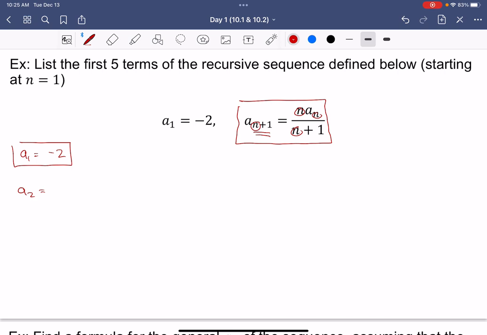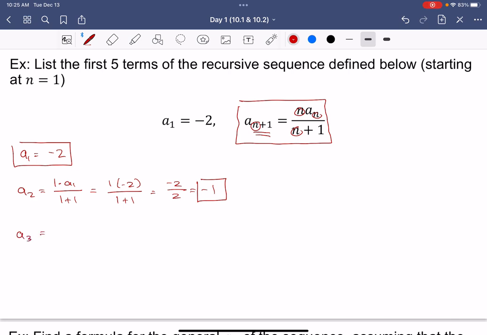So this would end up being 1 times a sub 1 over 1 plus 1. And then a sub 1 is what was defined a minute ago. That would be 1 times -2 over 1 plus 1, which is -2 over 2, which is -1. So there's your a sub 2. And now you're going to continue this pattern until you find the first 5 terms of a.